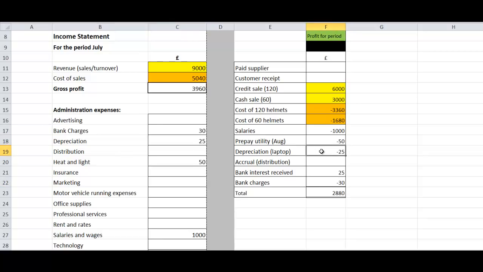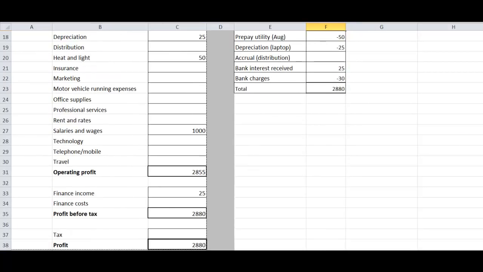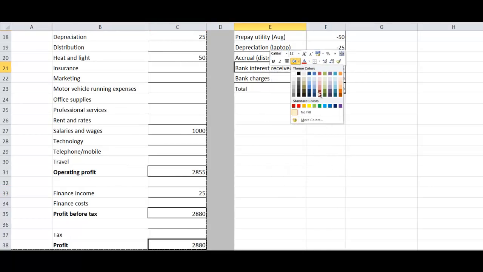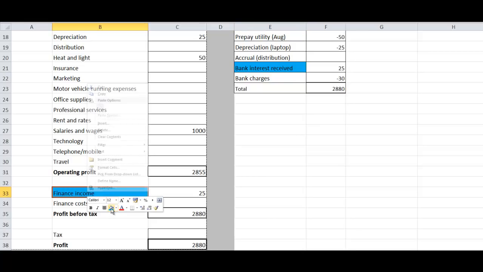Depreciation of 25, straight from our worksheet. Heat and light, this is the £50. And then finally salaries and wages of £1,000, which is the remaining item from our accounts worksheet. And the only item left that we haven't included is the finance income, which we've called the interest received. That's the one thing that we do need to include. So there's our interest received, otherwise called finance income.